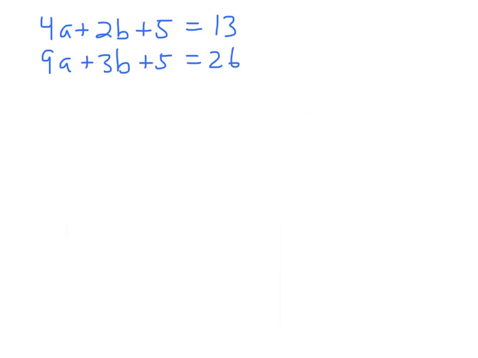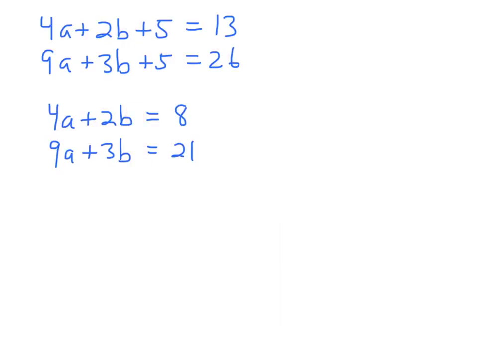Okay, so let's work at solving this system. Now the first thing we do is we subtract 5 from both sides of each of those two equations. So in the top equation we'd have 4a plus 2b, and if you subtract 5 from both sides you just get 8. And for the second one we have 9a plus 3b equals 21. Now we have to try to eliminate either a or b. I'm going to choose to eliminate b. And to do that, I'm going to multiply the top equation by -3 and the bottom equation by 2.